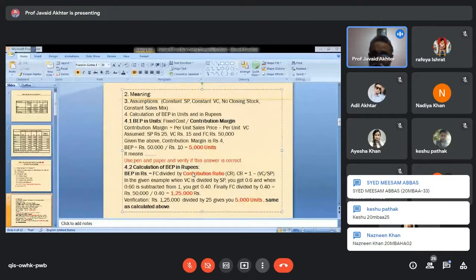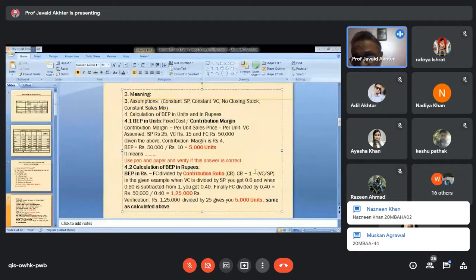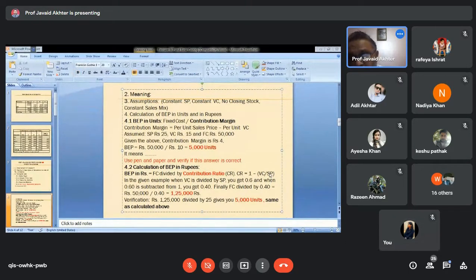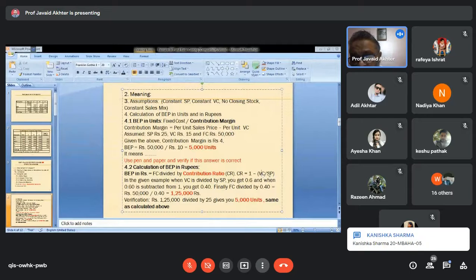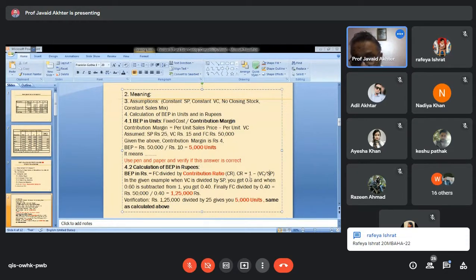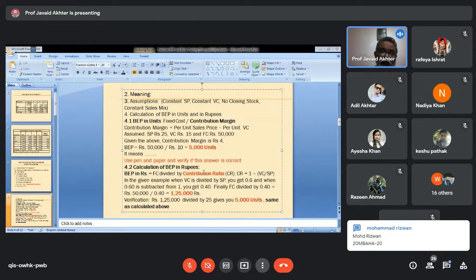Contribution ratio. What is it? Contribution ratio is 1 minus variable cost upon sales price. What is your variable cost? 15. And what is your sales price? 25. What will be the answer to this? Answer will be 40%. Why 40%? Because this within bracket is 60%. If you subtract 60% from 1, you get 40%. When variable cost is divided by sales price, you get 0.6. So 0.4 is what? 0.4 is your contribution ratio.